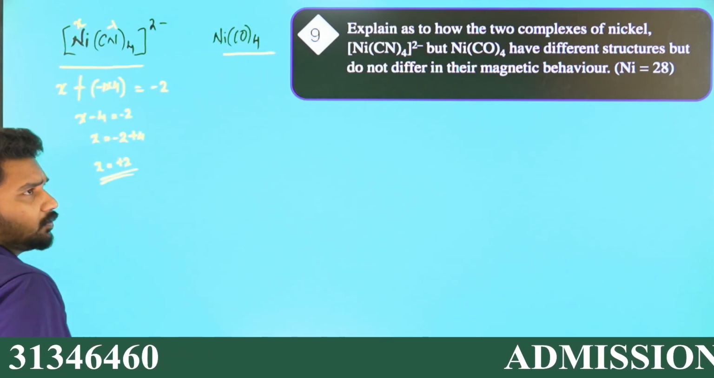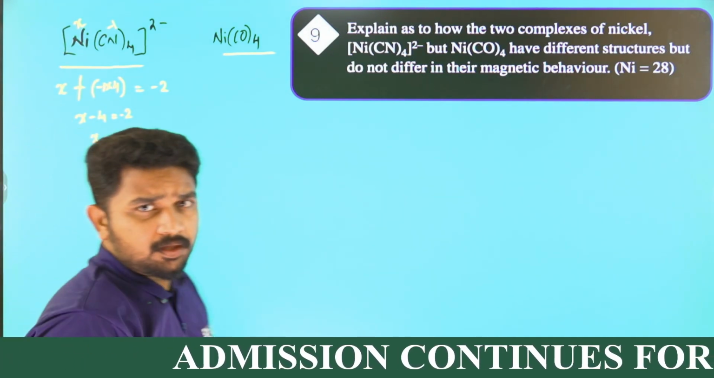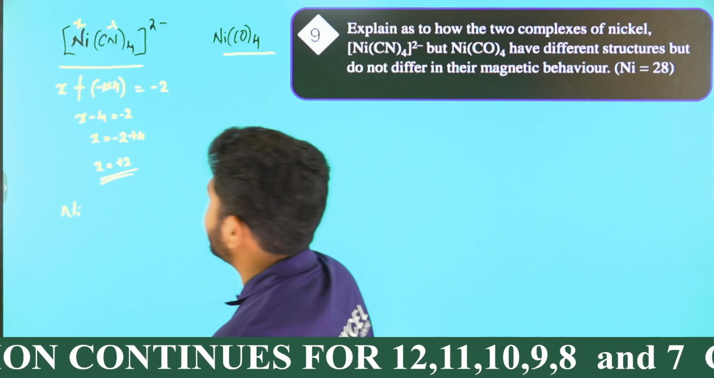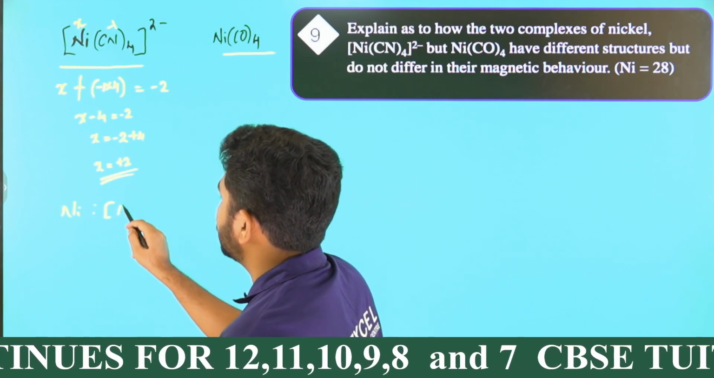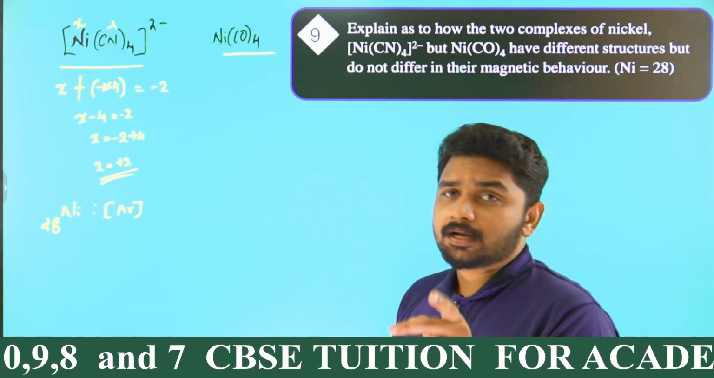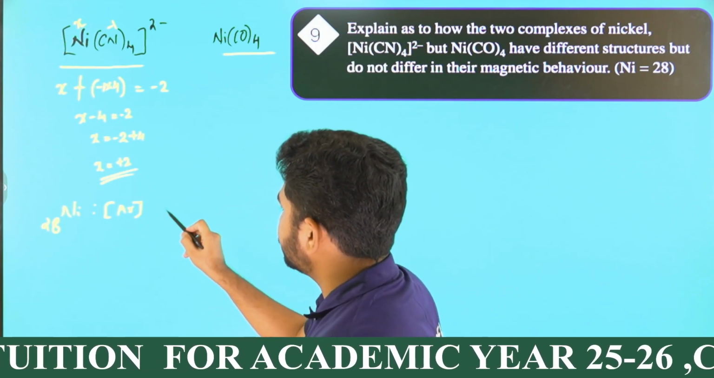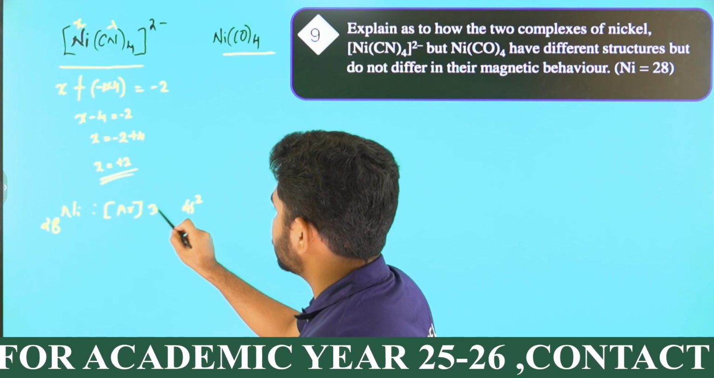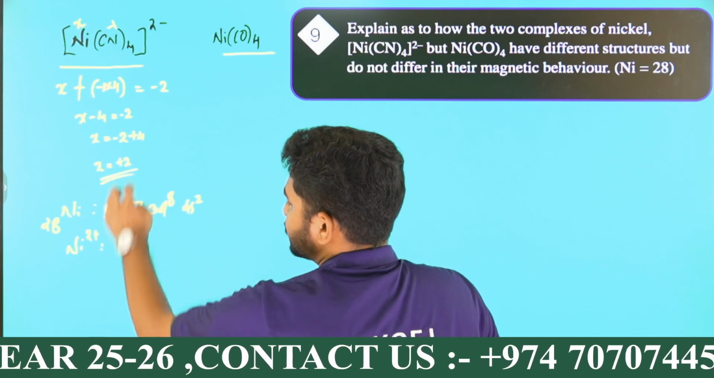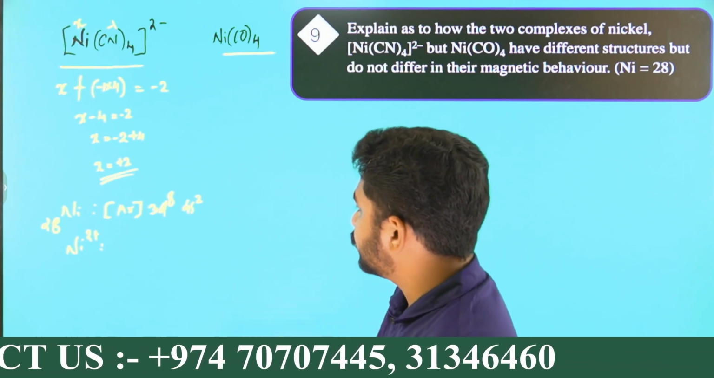Now we can find the hybridization. After finding the oxidation number, what is the next step? Write the electronic configuration. Nickel's electronic configuration is argon. What is the atomic number? The atomic number is 28. You have to study the atomic numbers of nickel, cobalt, everything. So nickel 28 is argon 4s2 3d8, and for nickel 2 plus, because the oxidation state is +2, you need to remove 2 electrons.